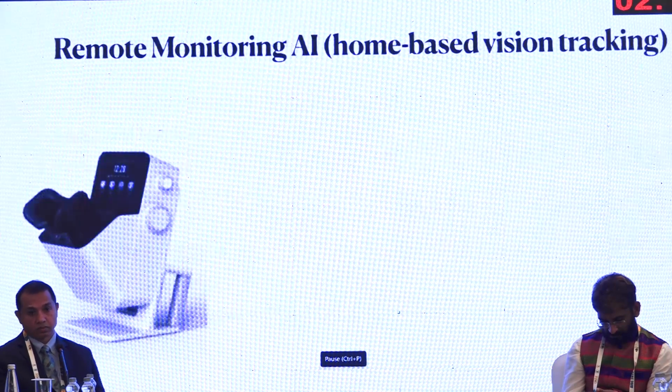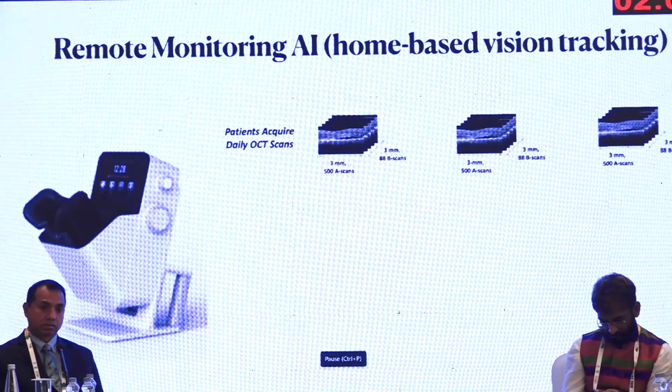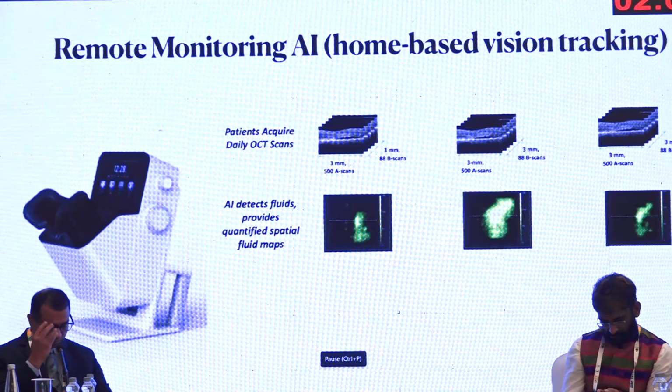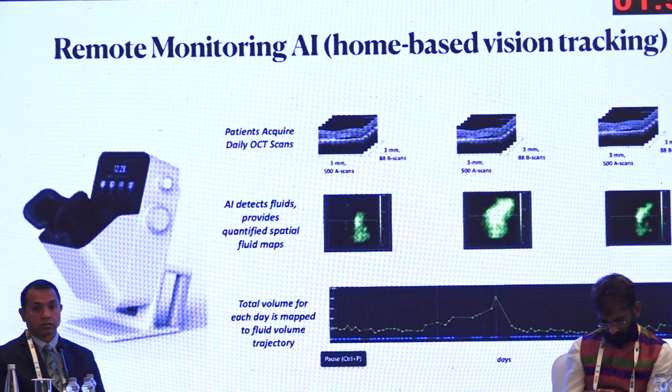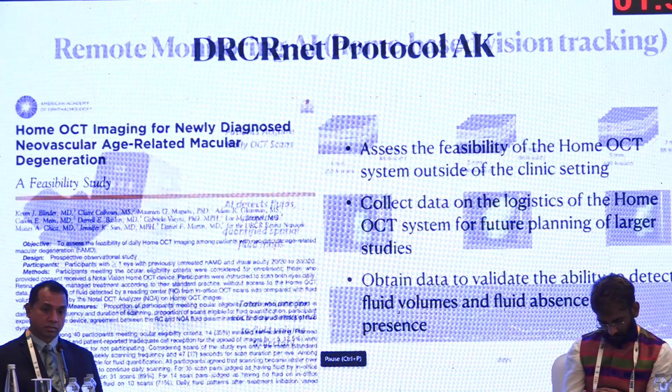This is the Notal home OCT, and basically the patient acquires daily OCT scans, and the Notal analyzer detects the fluids and quantifies the spatial fluid maps and gives a total volume for each day, which is mapped to the fluid volume trajectory. This information, along with the OCT scans, is seen by the ophthalmologist, and he takes a decision on whether to treat or not to treat.